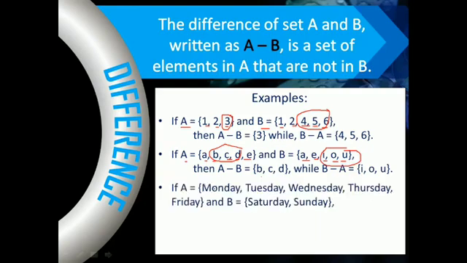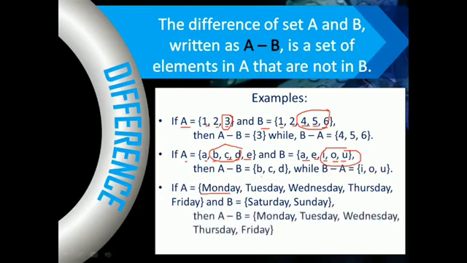Next, if A has the elements Monday, Tuesday, Wednesday, Thursday, Friday, and set B has the elements Saturday and Sunday, then A minus B is Monday, Tuesday, Wednesday, Thursday, Friday. So all these elements in A are not present in B. That is why we write them all in here. And then, while B minus A is Saturday and Sunday, again, Saturday and Sunday are all not present in set A.